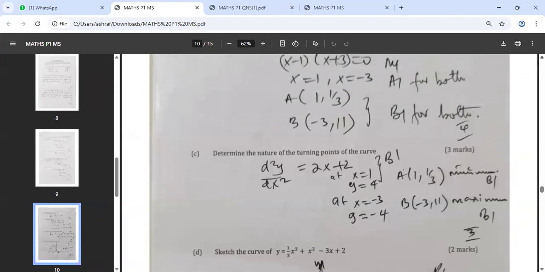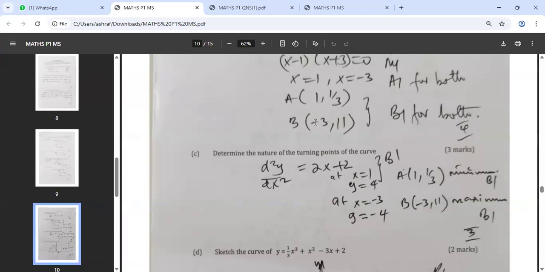You take the x coordinates of each of the turning points. Like the first one, the x coordinate was 1. That 1 you substitute into your second derivative. So it will be 2 times 1 plus 2. We are getting 4. 4 is a positive value greater than 0.